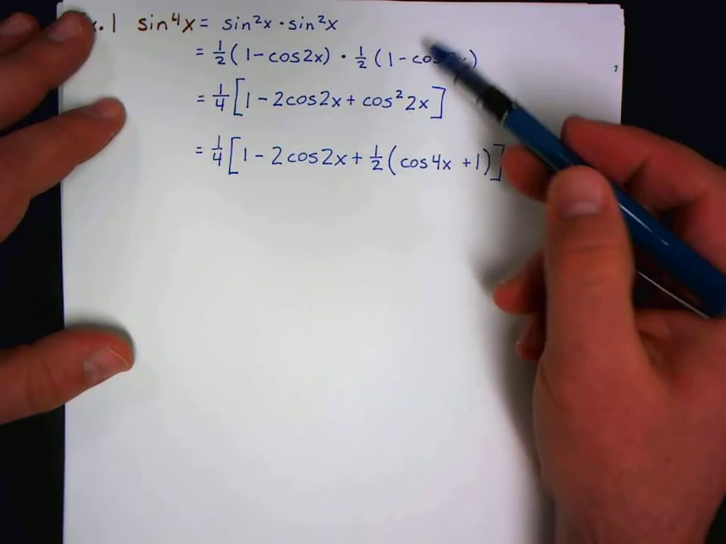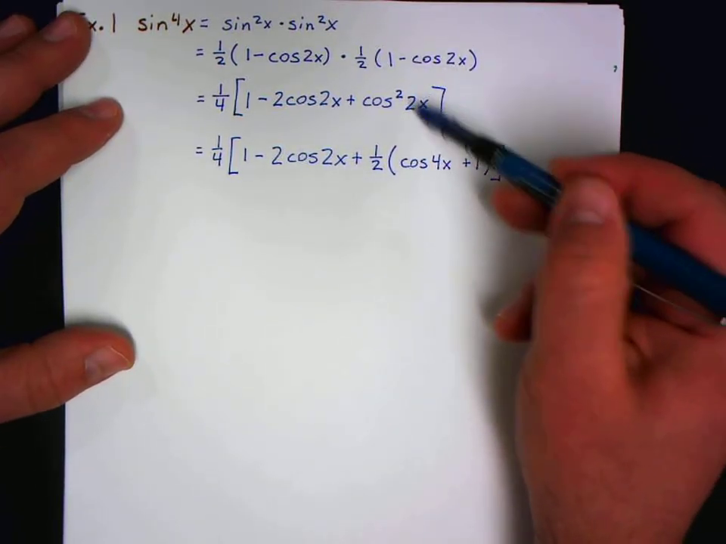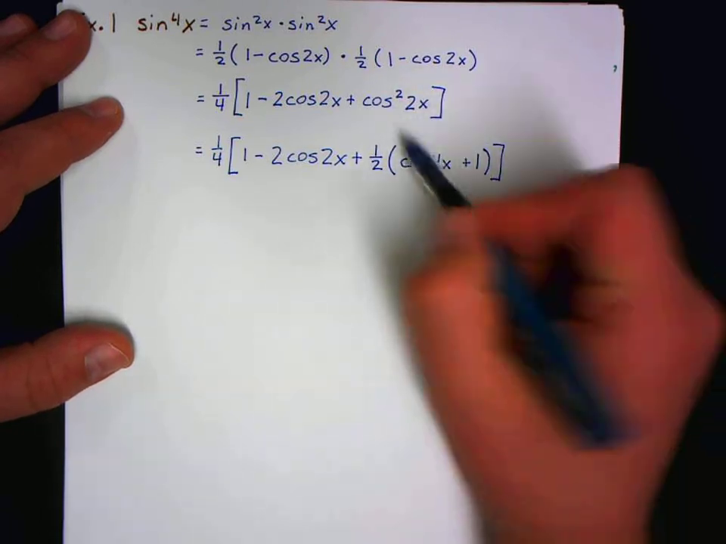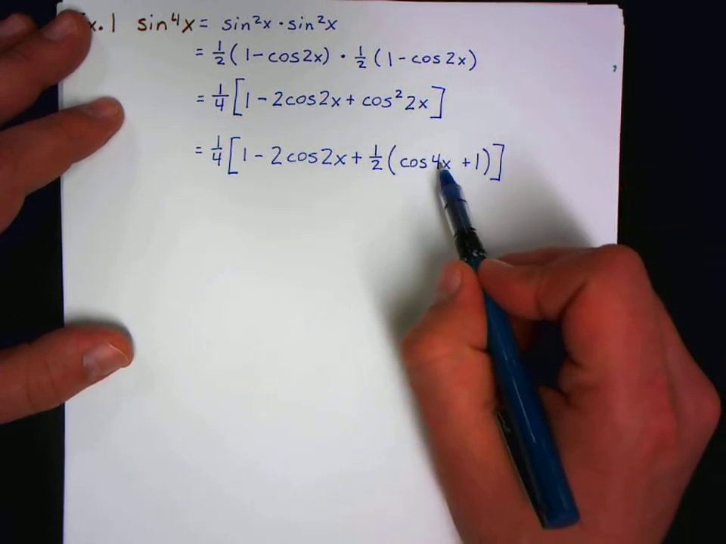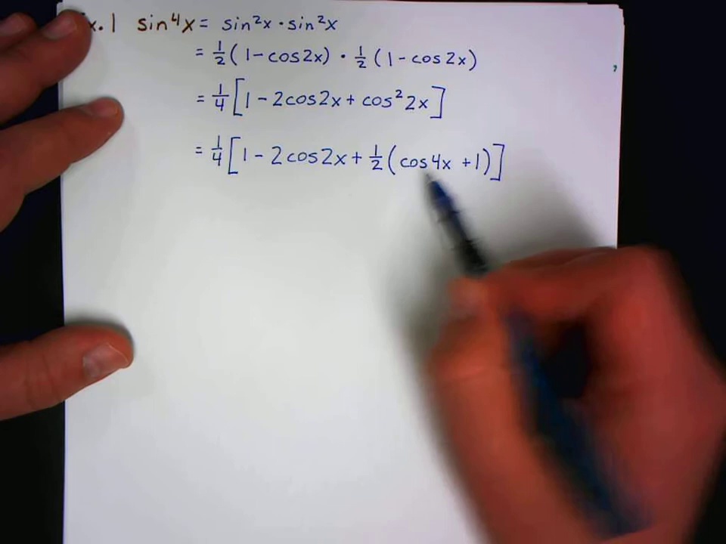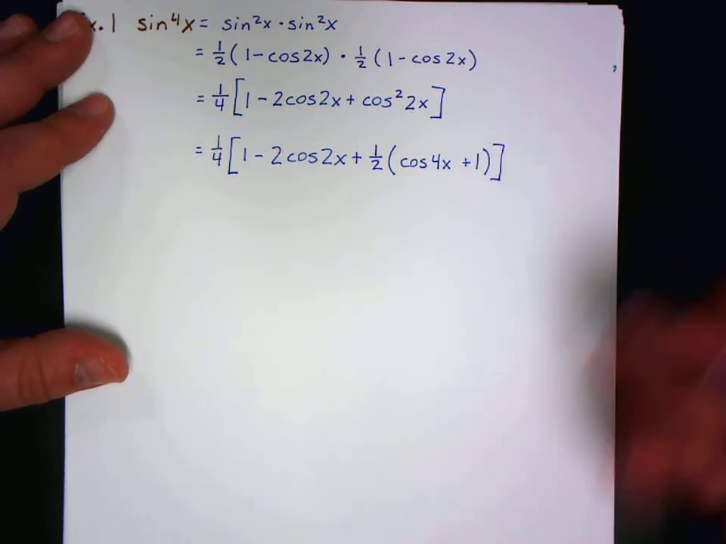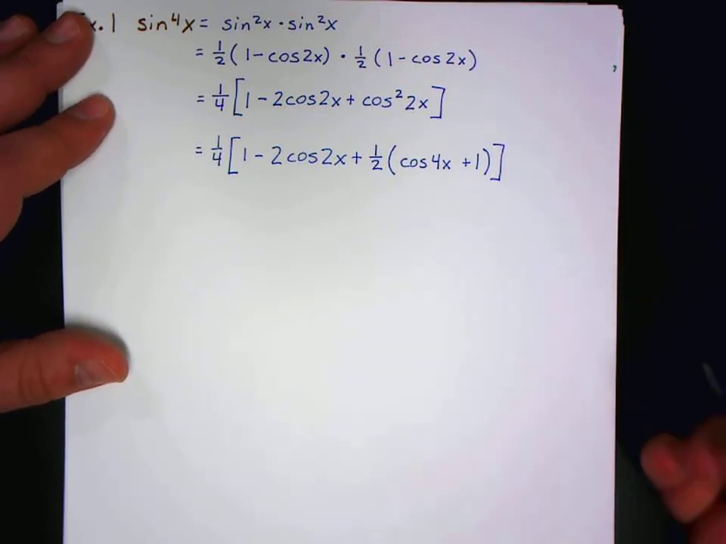But each time you use this, you have to make sure to double this angle. So I don't need to use it again, but if I did need to use it again, this would become an 8. And then if I use it again, it'd become a 16. Then if I use it again, it'd become a 32. Every time you use it, you have to double that angle.